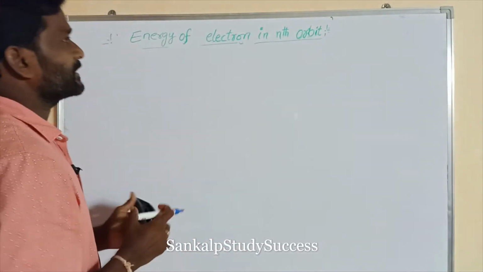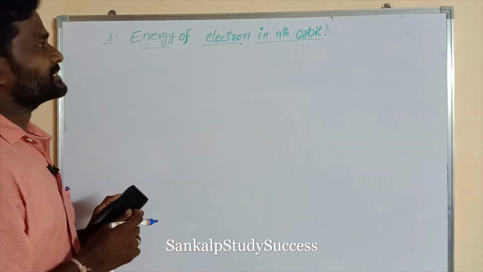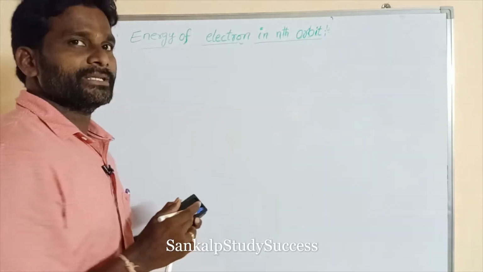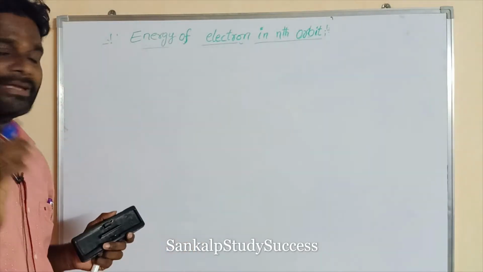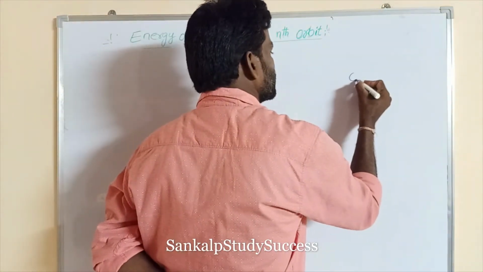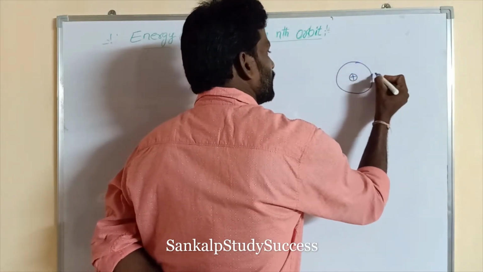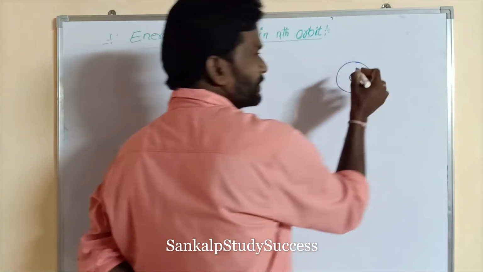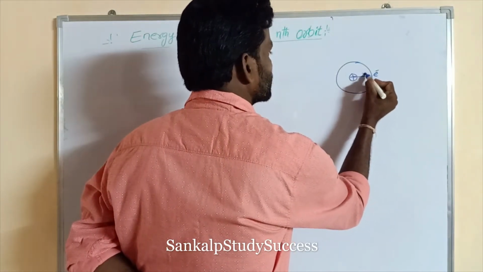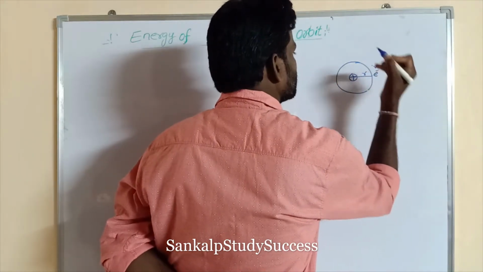Energy of electron in nth orbit. In the previous videos we determined the radius of electron in nth orbit and the velocity of electron in the nth orbit. Now we will discuss the energy of electron in nth orbit. So this is the nucleus, and this is the orbit. Here the electron revolves around the nucleus in this orbit with radius r. The velocity of the electron is v and its mass is m.